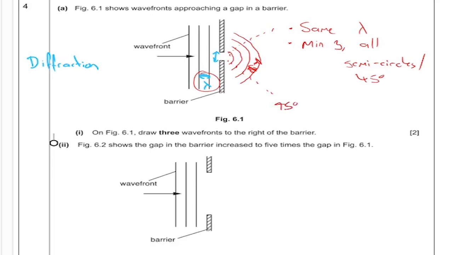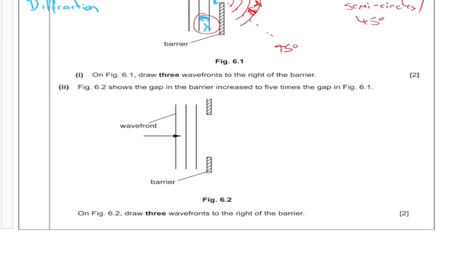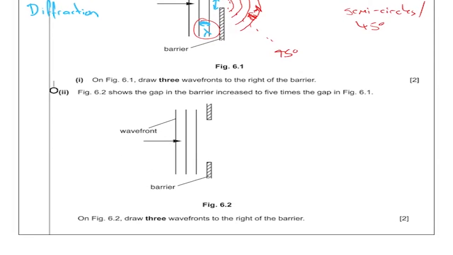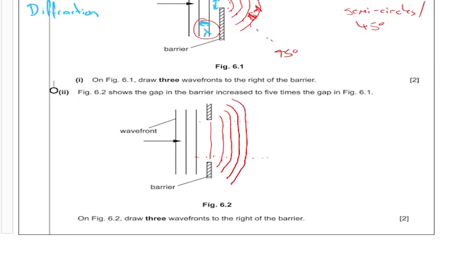Figure 6.2 shows the gap in the barrier increased to 5 times the previous gap. So now you're asked to draw 3 wavefronts. So again, I want my wavefronts to be about the same distance apart. And the key thing is that in the region of the gap over here, they should be straight, and then they should curve a little bit outside it. So it should be straight and then curve at the edges. So it's going to look something like that.